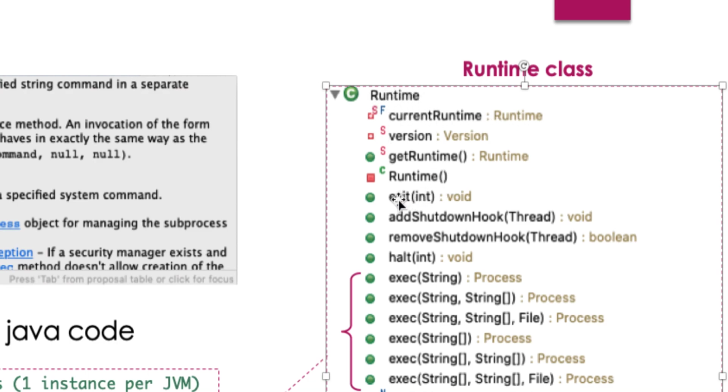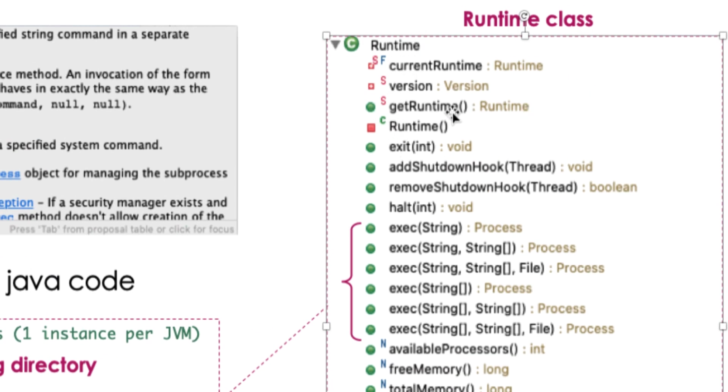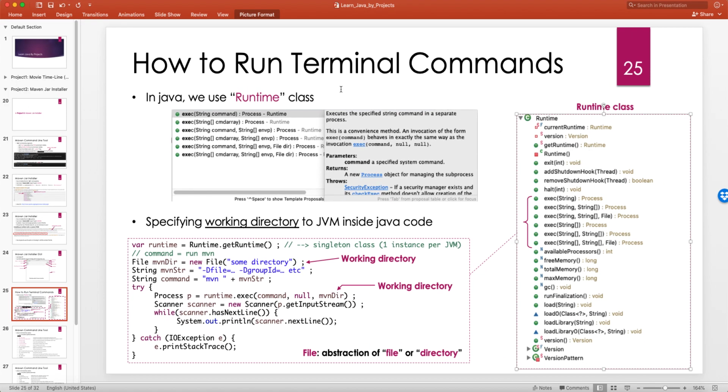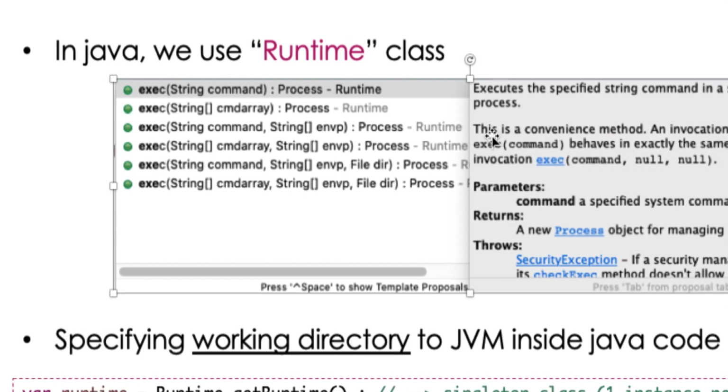And then you see that we have these exec methods. We have 6 different variants of the exec methods, and these are public methods. These are not static, which means we have to call the getRuntime method first to get a reference to the Runtime class. And then we have these 6 exec methods. One of them takes a string command. The other one takes a string array, a command array. Another takes a string command and a string array of the environment variables. And then another takes a string array command and a string array of environment variables.